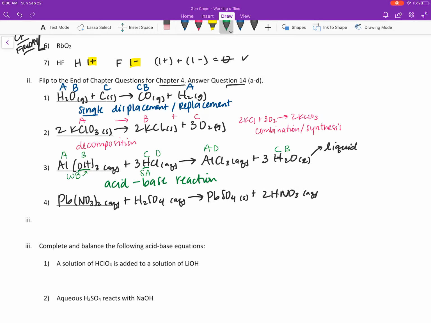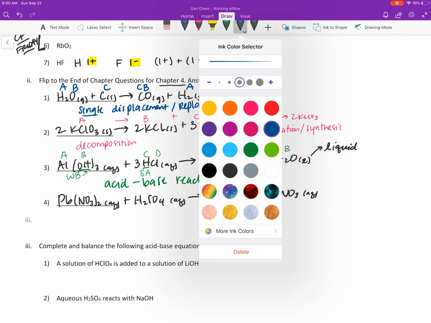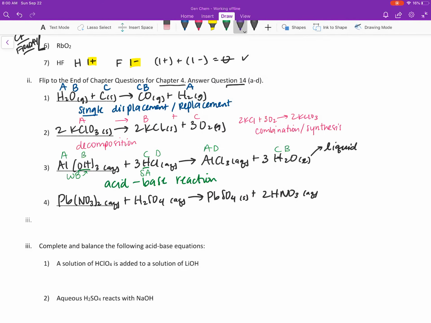All right, so last one for this particular question. Let's pick a different color. So we have lead nitrate reacting with sulfuric acid. So I know that this is a strong acid, okay? And it's going to make lead sulfate and nitric acid.